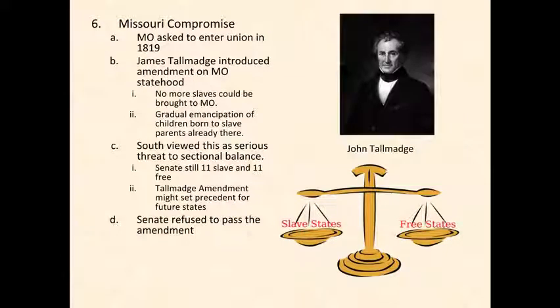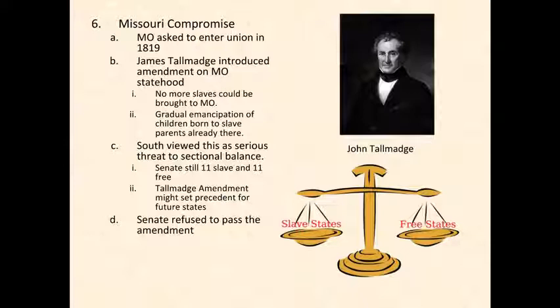So within the Missouri Compromise, Missouri was asked to enter the Union in 1819 and become a state. James Talmadge introduced the amendment on the Missouri statehood, and this agreement that was brought by John Talmadge, actually, John, not James, sorry, was that no more slaves could be brought to Missouri. So again, that it would not be a slave state. And there would be a gradual emancipation of children born to slaves whose parents were already there as slaves. So no more slaves would be, or slavery would be incorporated in the state of Missouri once it did become a state.